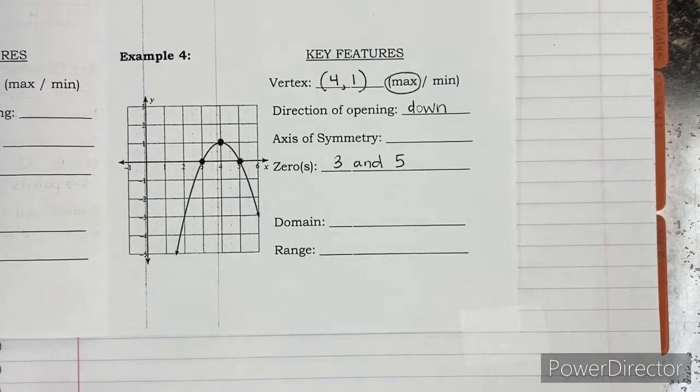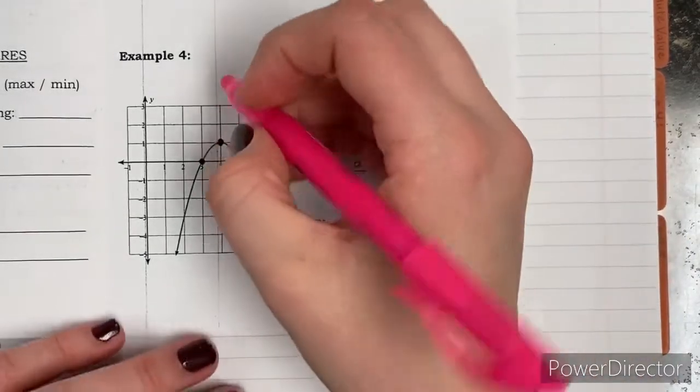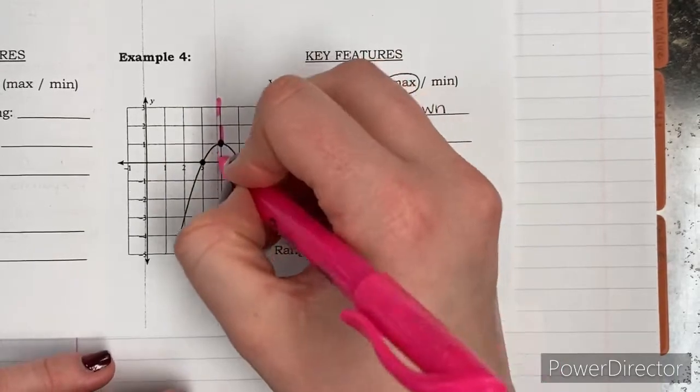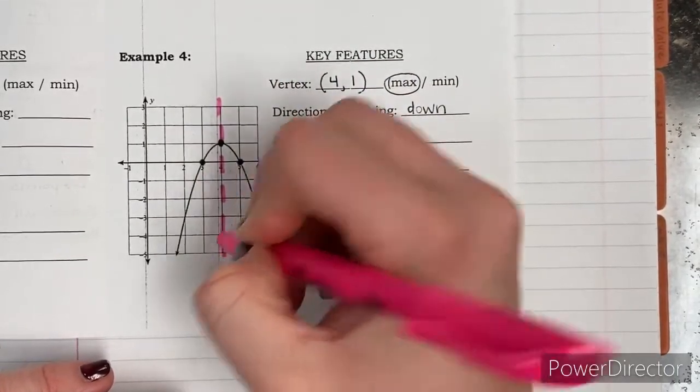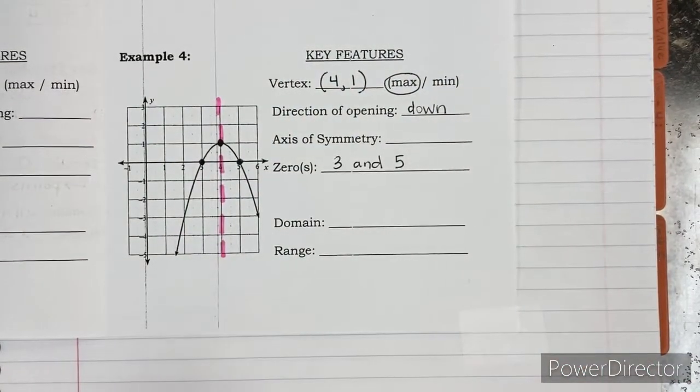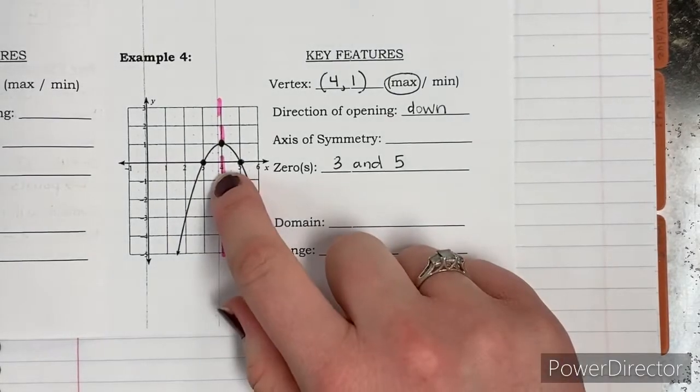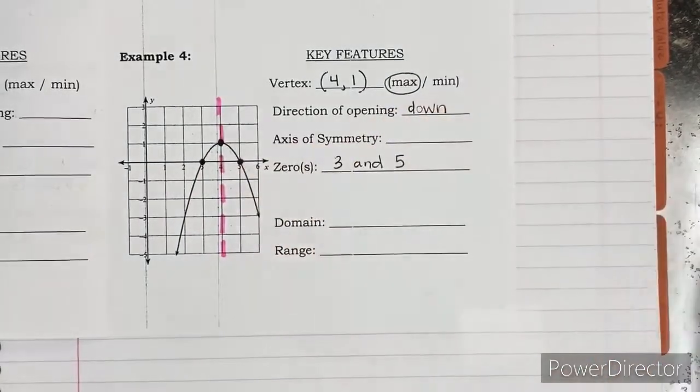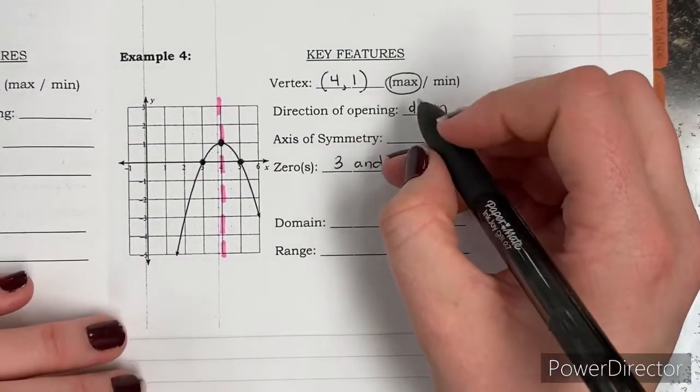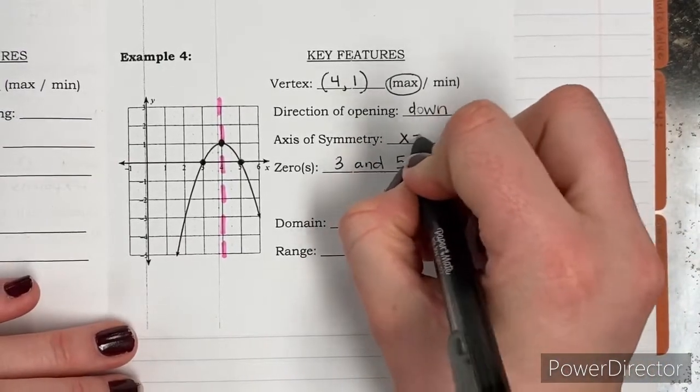Okay, let's go back and get axis of symmetry. So axis of symmetry is the middle of the graph. What would cut this graph in half? So I'm going to draw my pink line that shows the middle of the graph. And all I have to figure out is what number that is sitting at. And that's at 4. So the axis of symmetry is x equals 4.